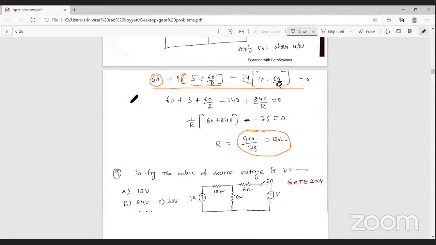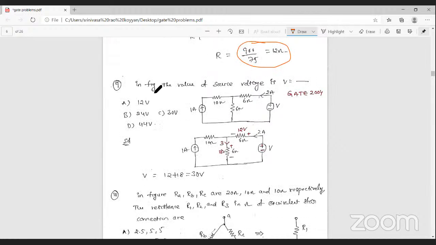So next, problem number 9. In this figure, you want to find the source voltage V. So what is the source voltage here? From this network, 1 ampere current is given, a 10 ohm resistance, a 6 ohm resistance, and 2 amperes current is passing through this source. Generally, 2 amperes current is passing through the 6 ohm resistance. That's why the voltage buildup is positive and negative. What is the voltage? 6 ohm resistance with 2 ampere current, that is 12 volts.